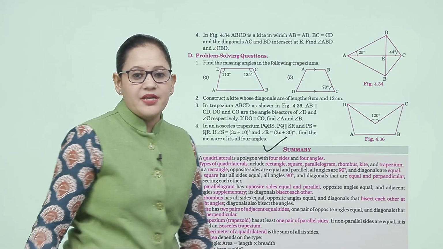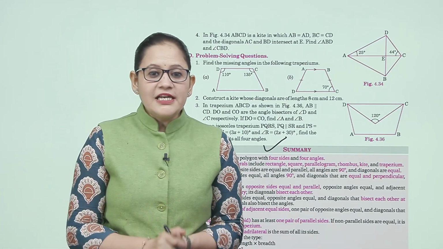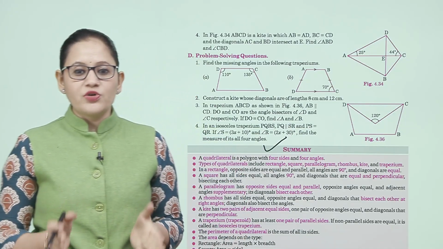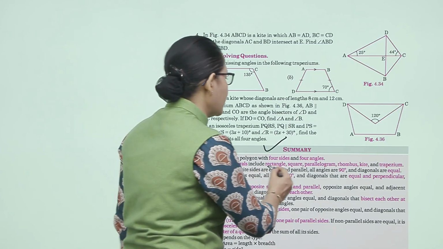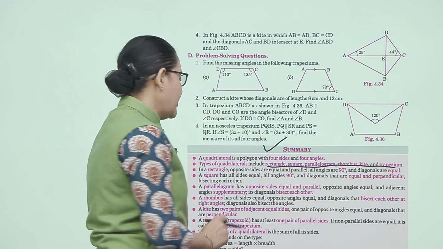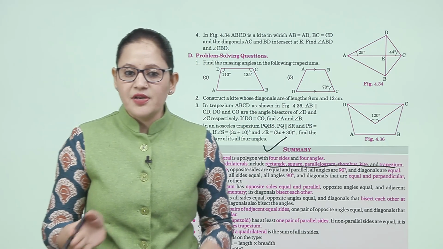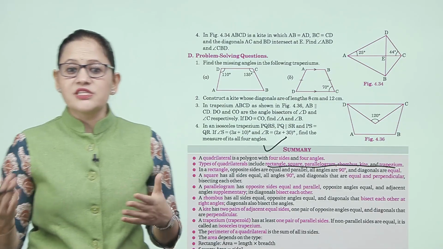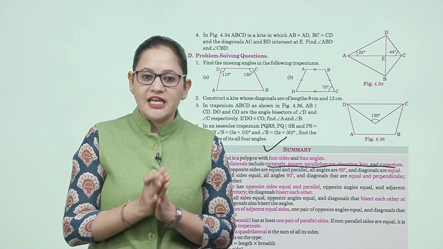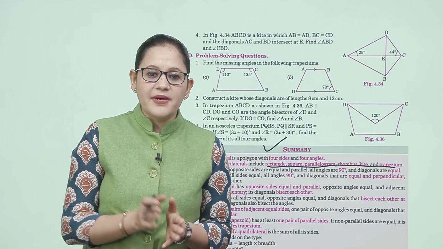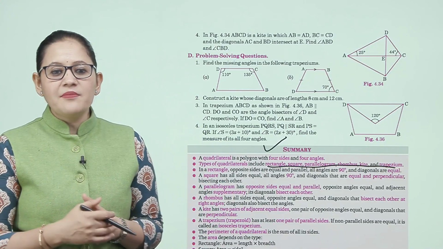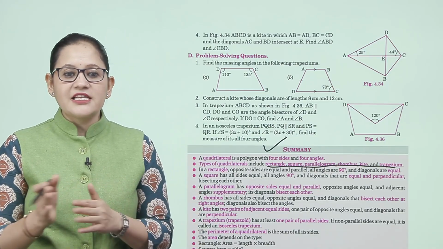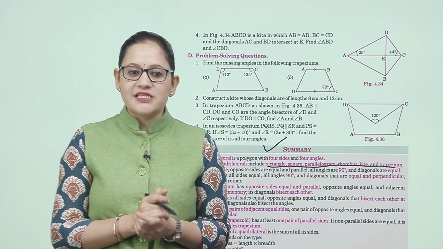Next is the summary. A quadrilateral is a polygon of 4 sides and 4 angles. Types of quadrilateral include rectangle, square, parallelogram, rhombus, kite and trapezium. In a rectangle, opposite sides are equal and parallel, all angles are 90 degrees and diagonals are equal. A square has all sides equal, all angles 90 degrees, and diagonals are equal and perpendicular bisecting each other. A parallelogram has opposite sides equal and parallel, opposite angles equal and adjacent angles supplementary, and the diagonals bisect each other.